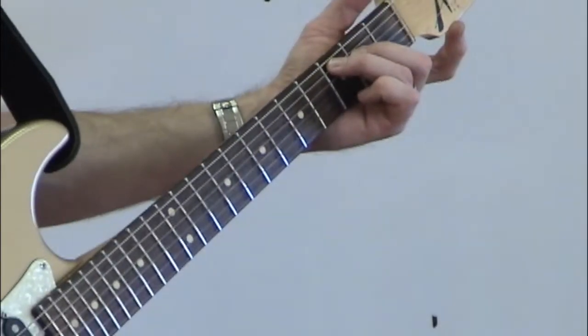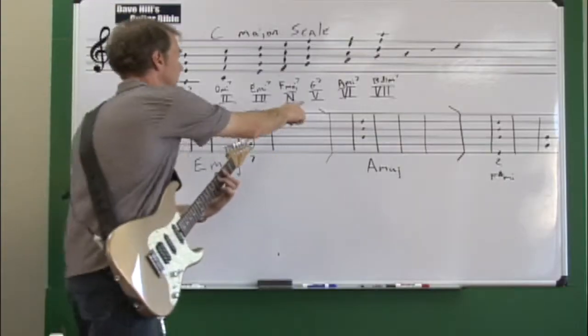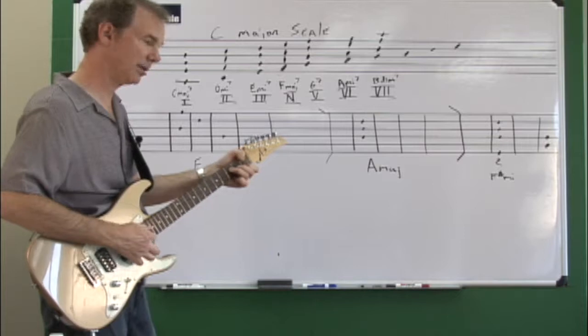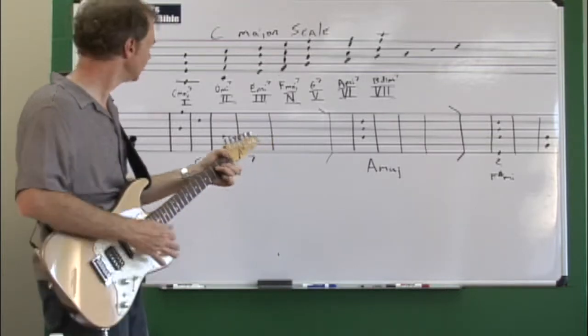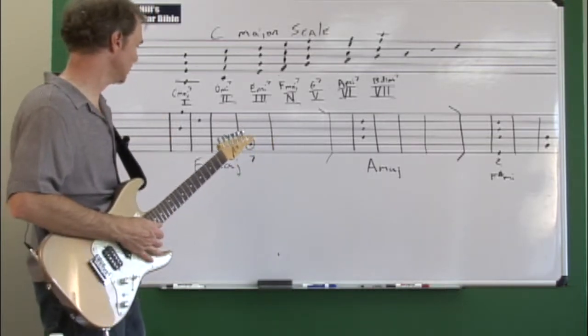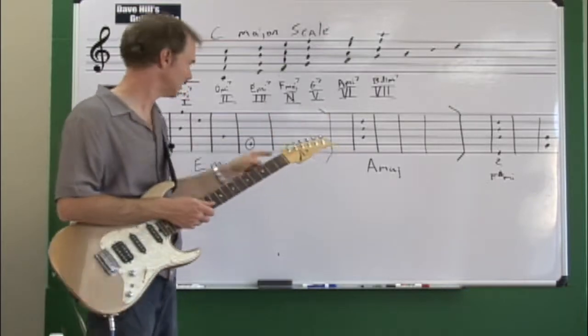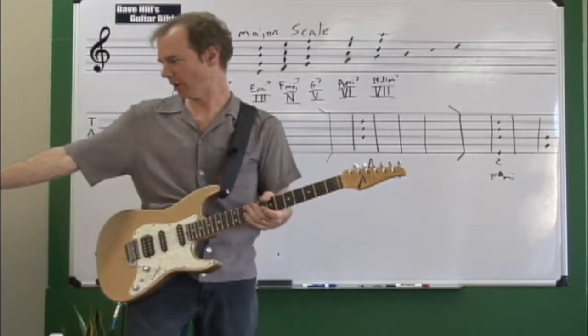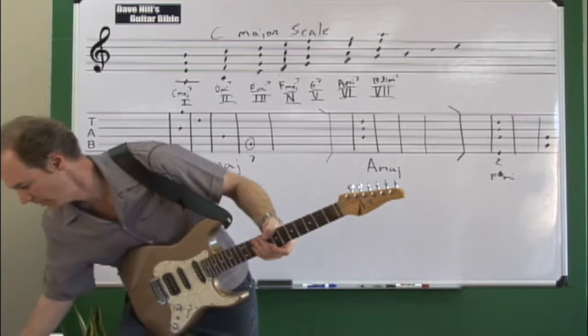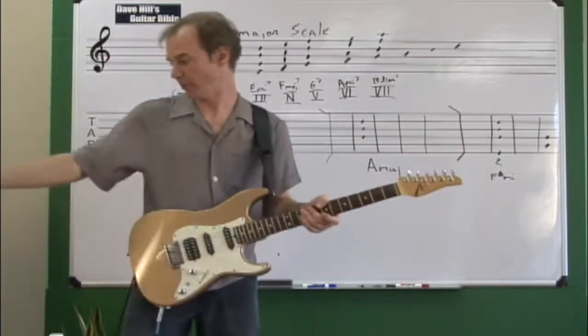This is a 7th chord. This is a dominant 7th chord. This is a major 7th chord. Okay, so there's just a little bit more color to these kinds of chords. And the reason I'm showing you all that is because along with our major scale over here, I want to show you chords that fit nicely with the major scale.